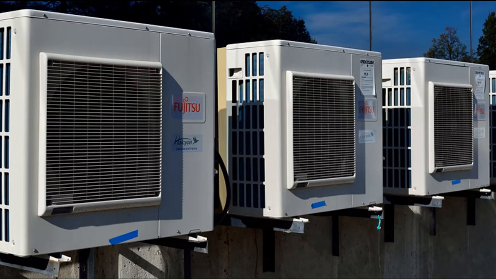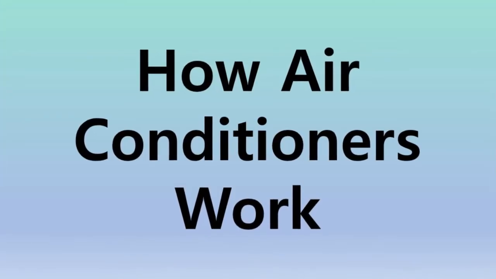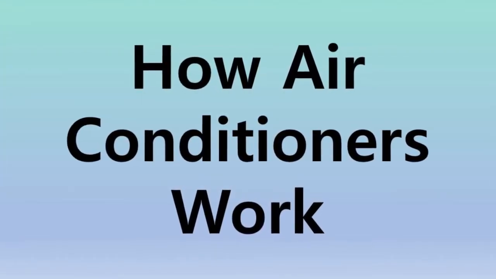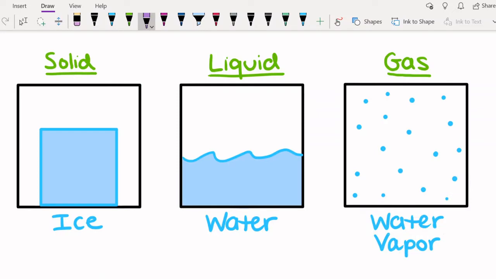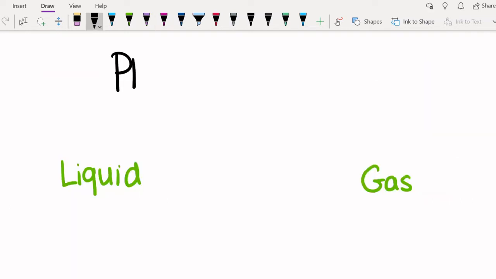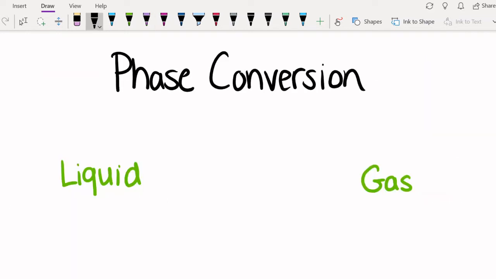With the summer weather getting warmer and your AC on high, you might be wondering, how do ACs work? To answer that question, we're going to need to talk about heat transfer. ACs cool down hot air by transferring that heat somewhere else, and they do this using phase conversions. A phase conversion is when a substance changes from one phase to another. ACs use the conversion from liquid to gas.